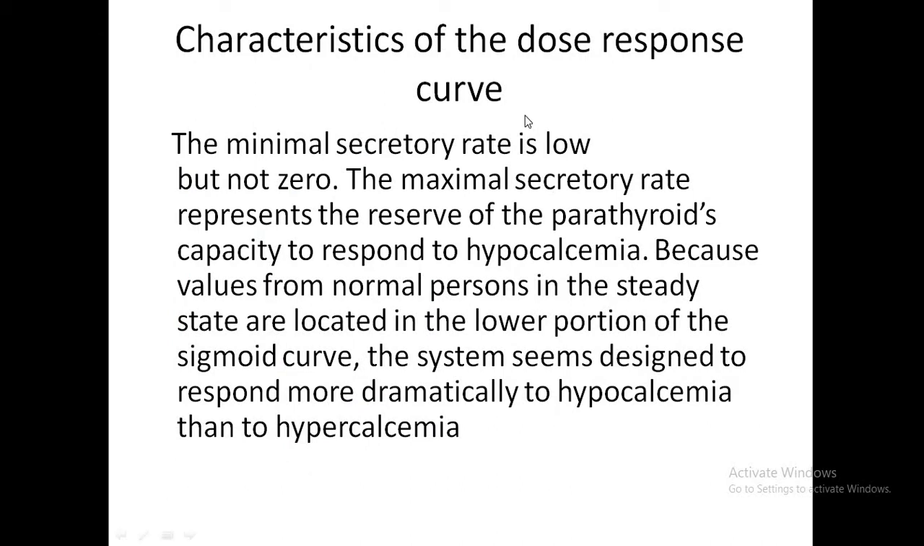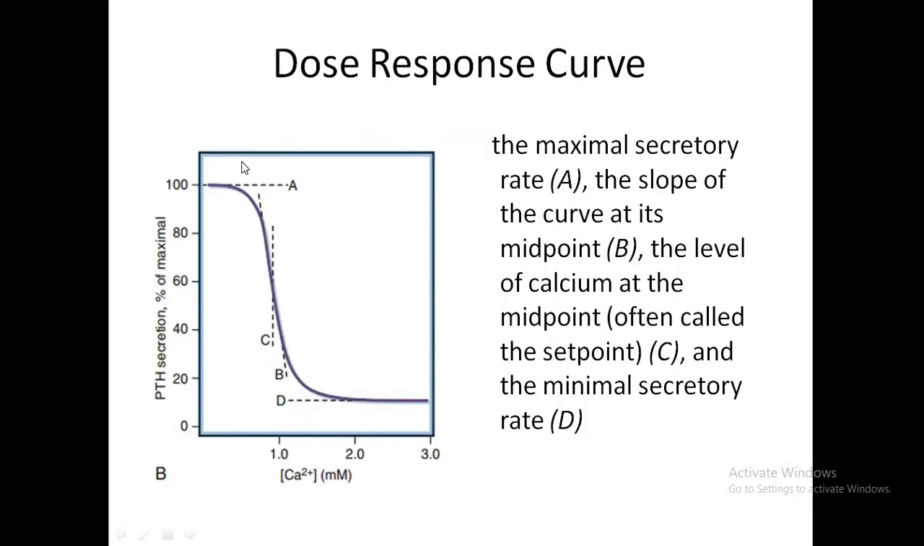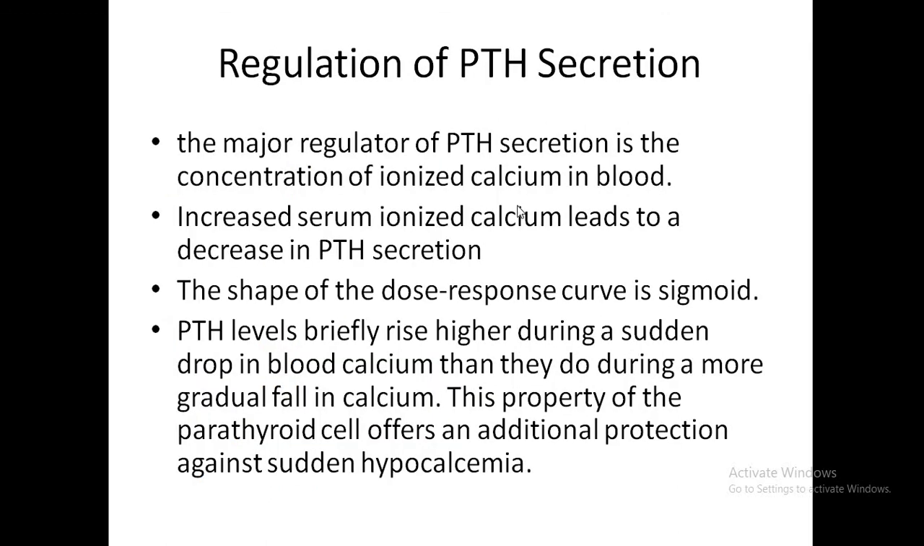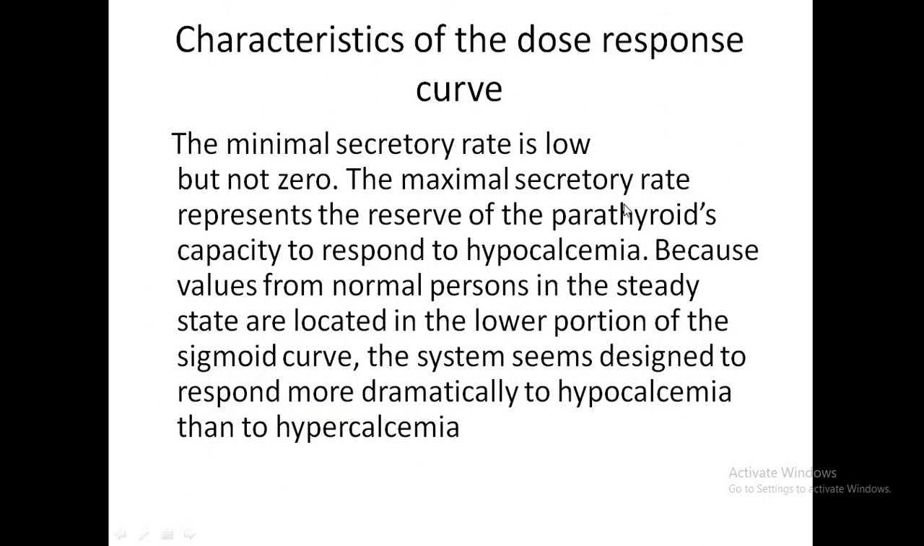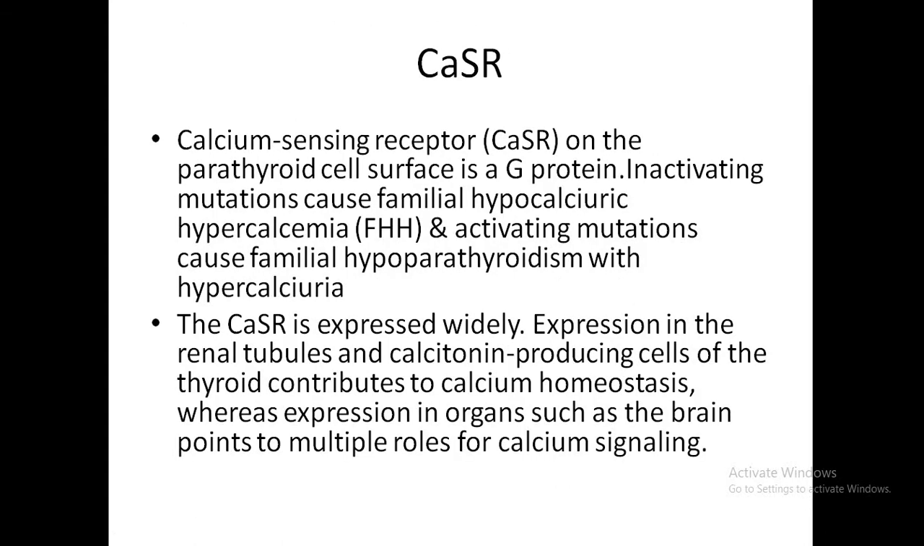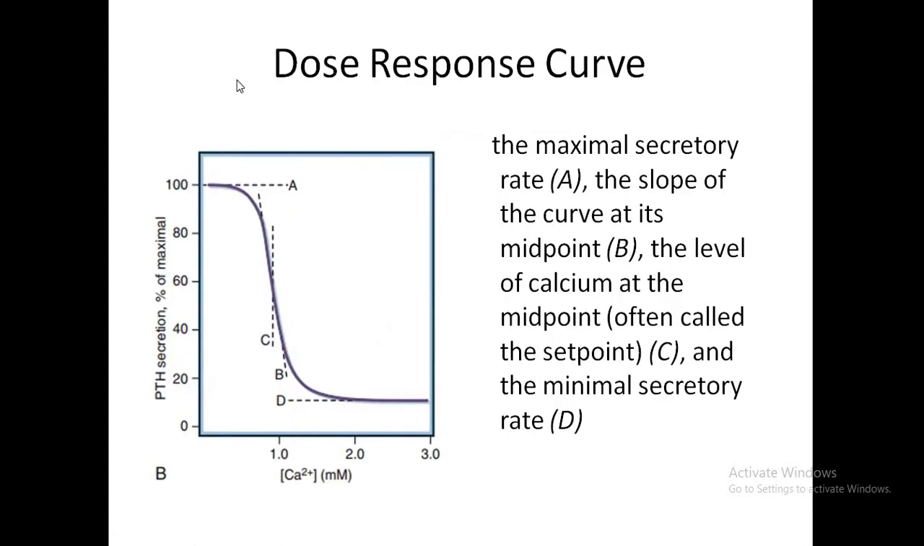Now, characteristics of the dose response curve. The minimal secretory rate is low, but as you can see, it is not zero. It is low, but it's not zero for any given levels of calcium above the normal limits. An increased serum ionized calcium leads to a decrease in PTH secretion, and the maximal secretory rate represents the reserve of the parathyroid's capacity to respond to hypocalcemia. So A represents the maximal secretory rate, so it's the PTH reserve actually.